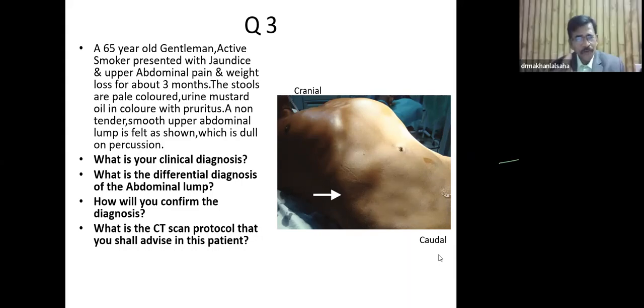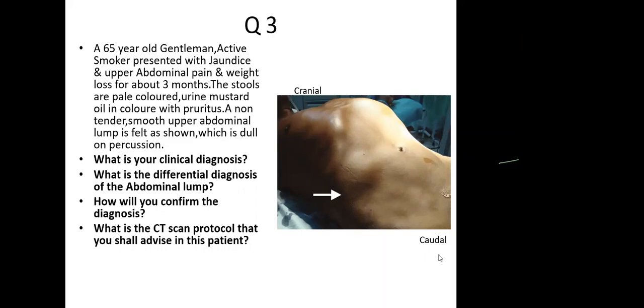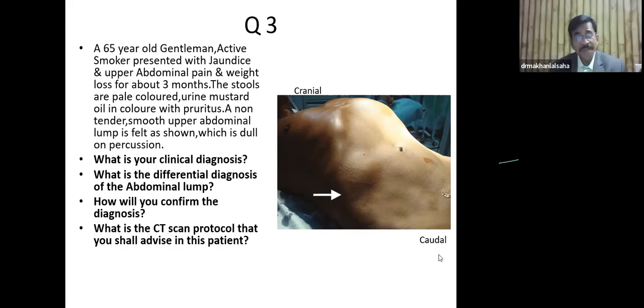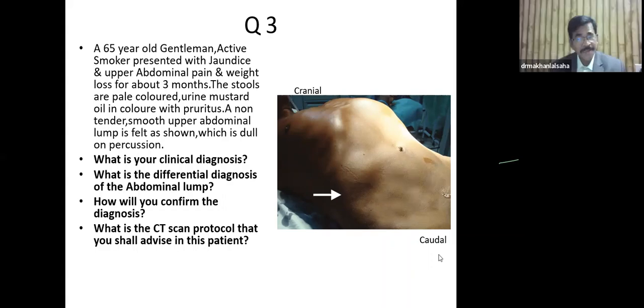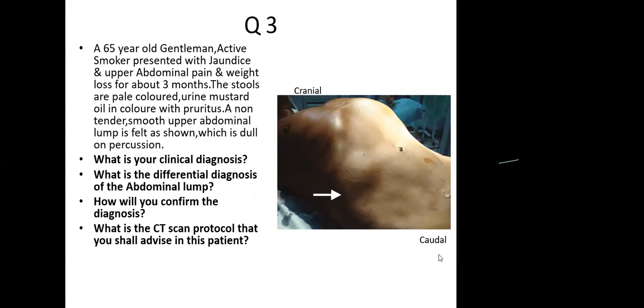Why do you say this is obstructive jaundice? Sir, the patient had a pale colored stool with pruritus and jaundice, so most probably it would be obstruction. And if you find a palpable gallbladder on the background of a patient having jaundice, it is likely to be obstructive jaundice. Right. So obstructive jaundice. Why do you say this patient has got a malignancy underneath? Sir, the history of weight loss for about 3 months. Before that, study the age, 65 years. Study the duration of the symptoms.